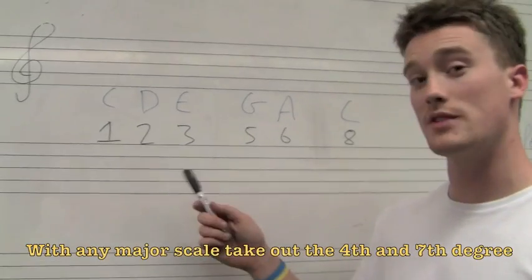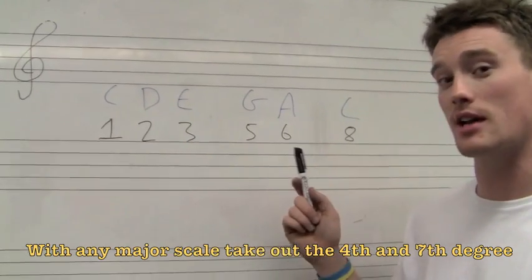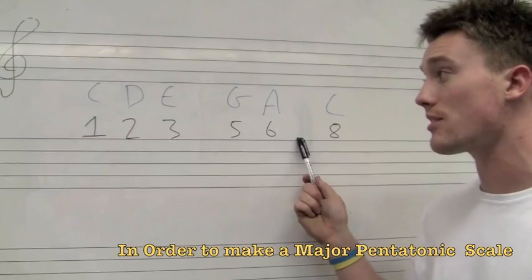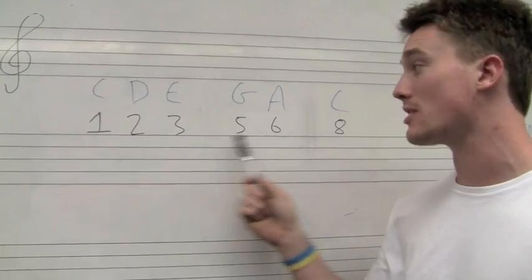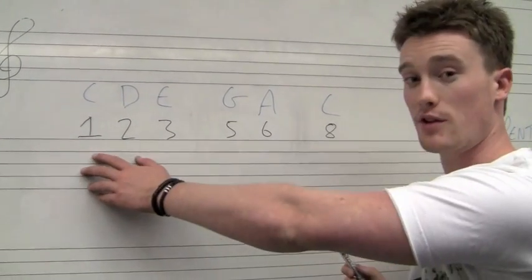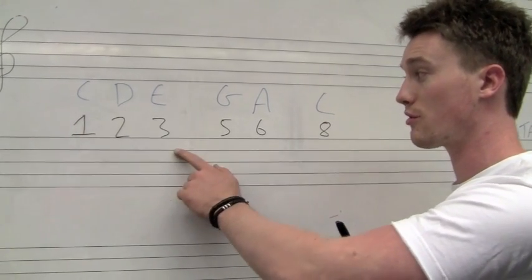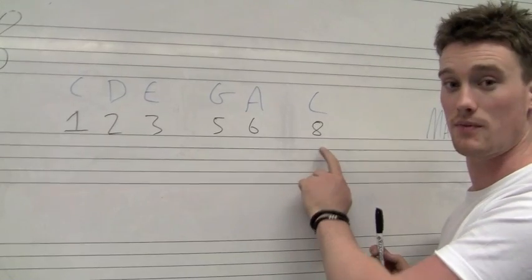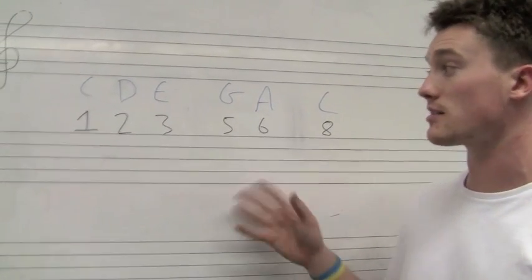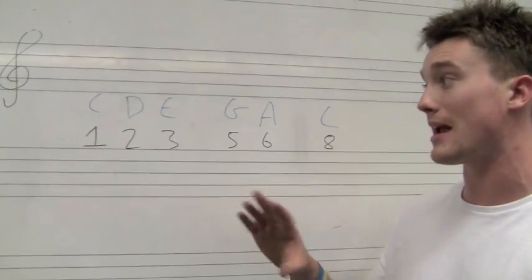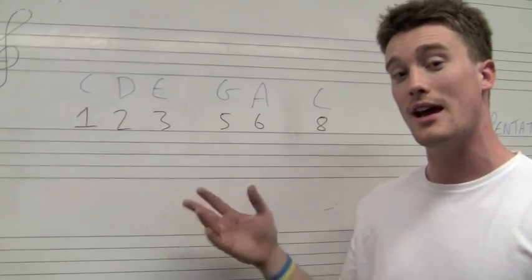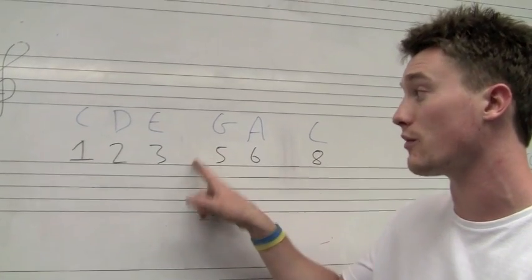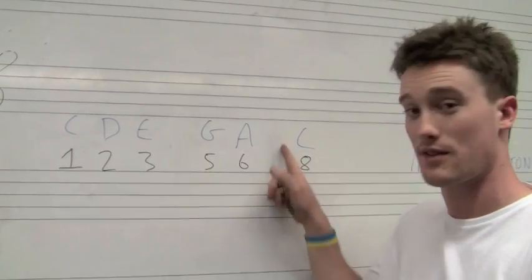So to sum it up, what we've done here is we've taken a C major scale, we've taken out the 4th note and the 7th, and we're left with a C major pentatonic scale. They're the 5 notes: 1, 2, 3, 5, 6, and then repeated again is the octave, C again. And that's all you need to do. So draw up any major scale that you've got, and then use that video that I showed you on how to work out a major scale, and then just cut out the 4th degree and then the 7th degree.